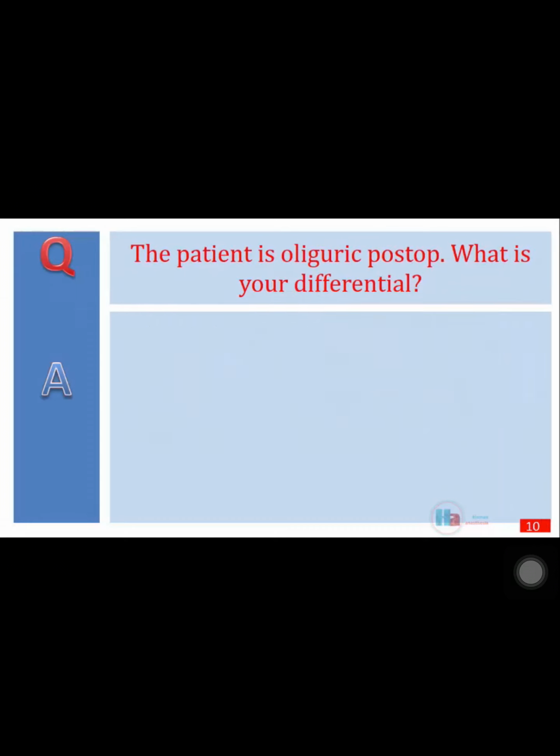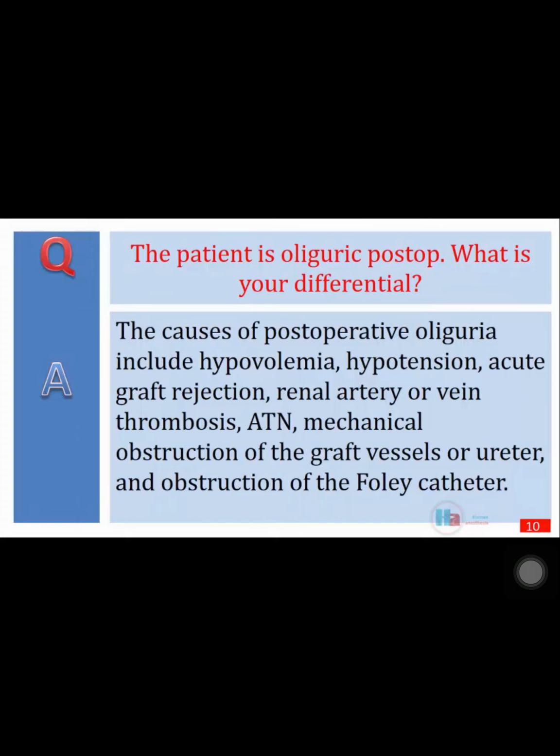The patient is oliguric post-op. What is your differential? The causes of postoperative oliguria include hypovolemia, hypotension, acute graft rejection, renal artery or vein thrombosis, ATN, mechanical obstruction of the graft vessels or ureter, and obstruction of the Foley catheter.